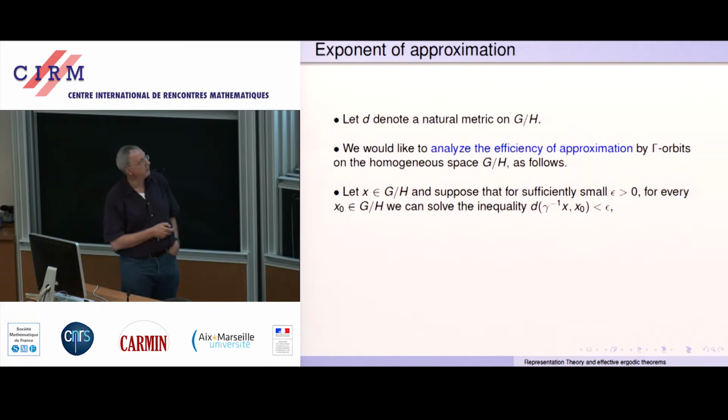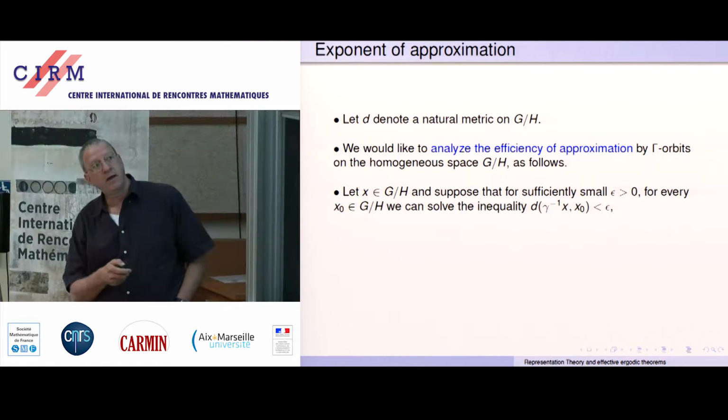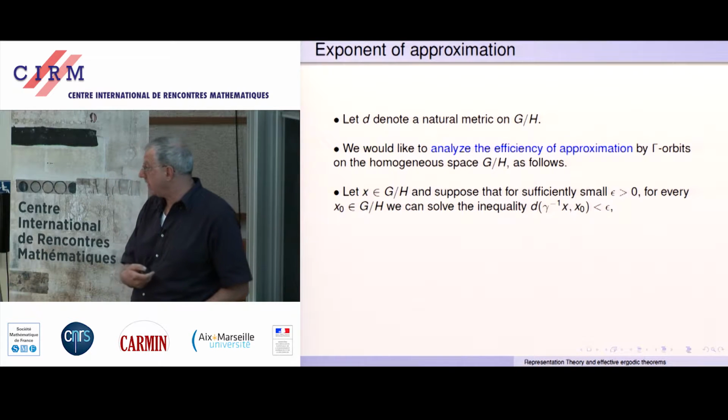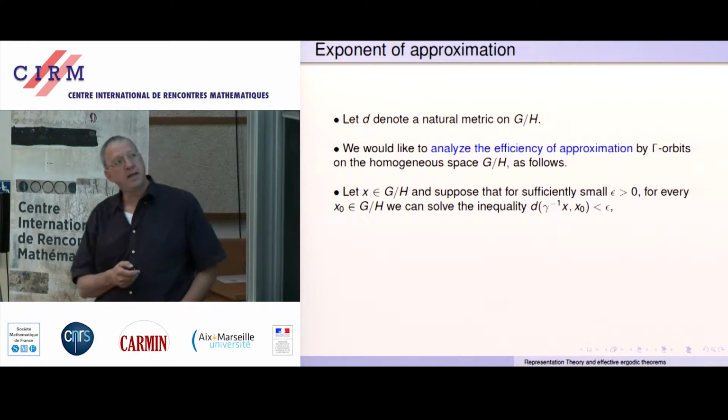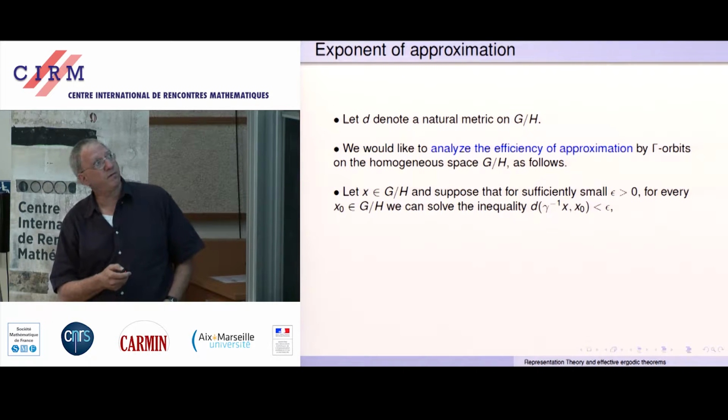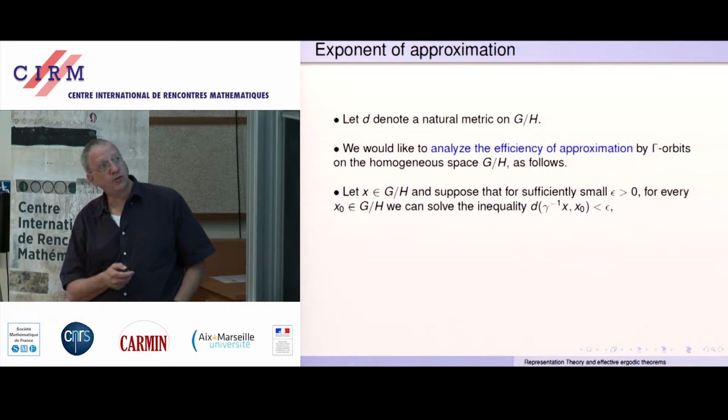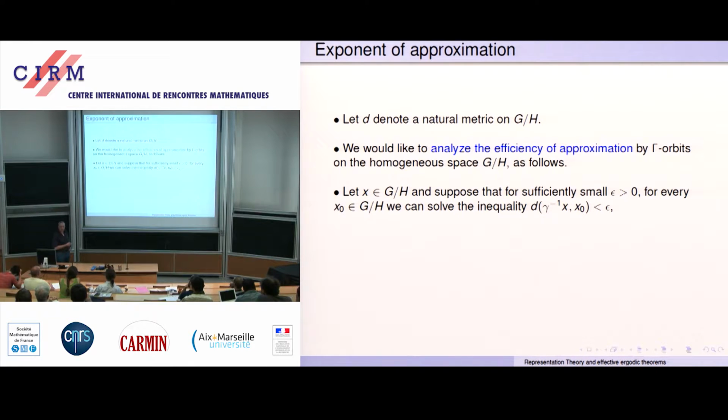In other words, we have a gamma orbit, the gamma orbit of x, and the gamma orbit of x is typically dense. And so supposing that we have established that we find some gamma that takes x close to x naught, up to epsilon. Now, we want to analyze how efficiently can we do this.